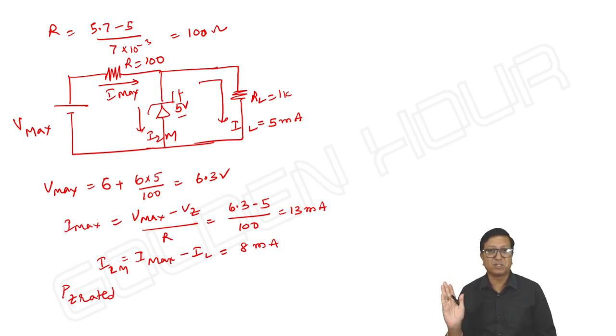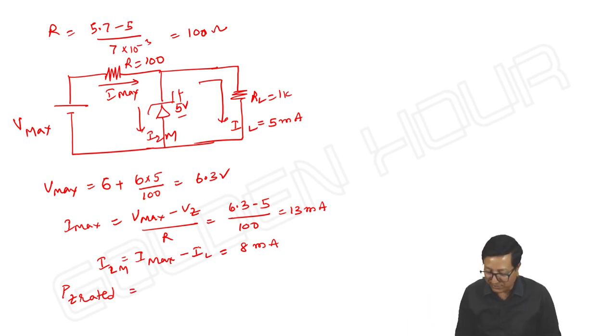People will have a confusion. Minimum power rating means they will think like what is the minimum power dissipation in the Zener diode? Absolutely wrong. They are not asking minimum power dissipation in the Zener diode. The maximum power dissipation, which is known as minimum power rating of the Zener diode.